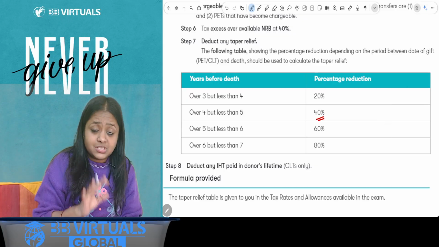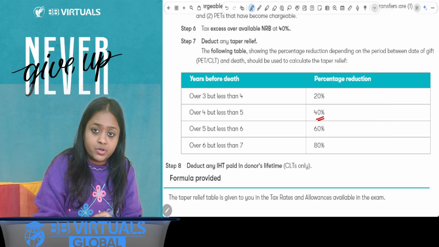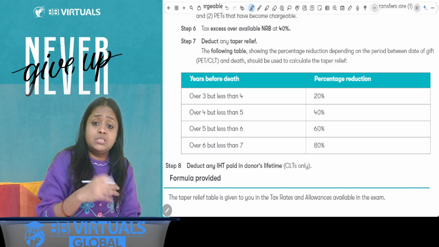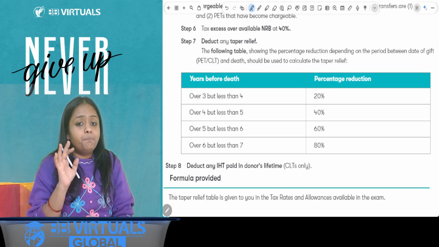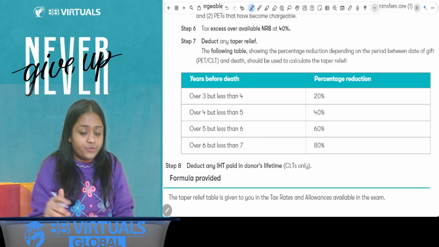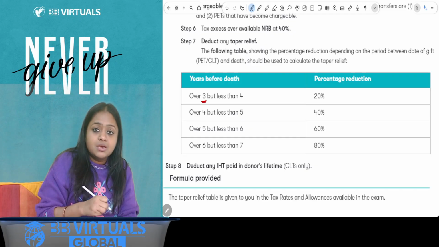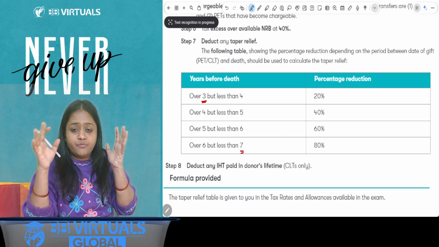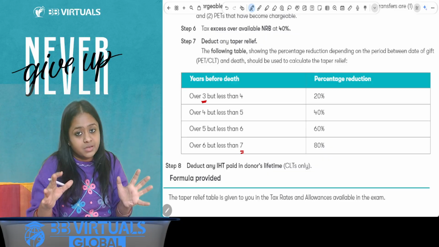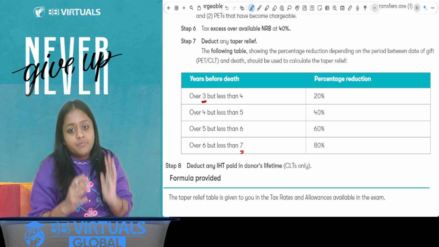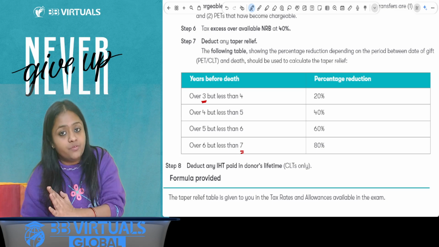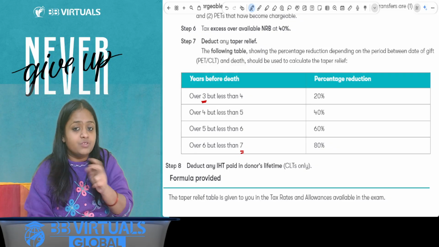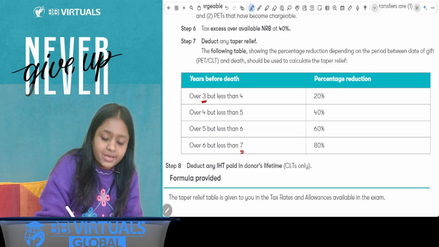Now, just understand, this table will be given to you in your exam. No need to learn it. Now, taper relief is only available if the period between the date of gift and date of death is a minimum of 3 years, and it is available till a maximum of 7 years, because you know that we always take the 7-year period only. So 3 to 7 years is the period between date of gift and date of death. Then based upon the period, 3 to 4 years, 4 to 5 years, 5 to 6 years or 6 to 7 years, you will get a relief.